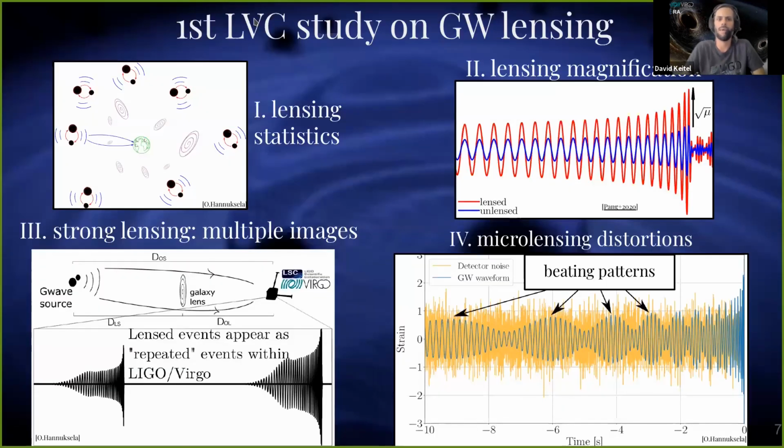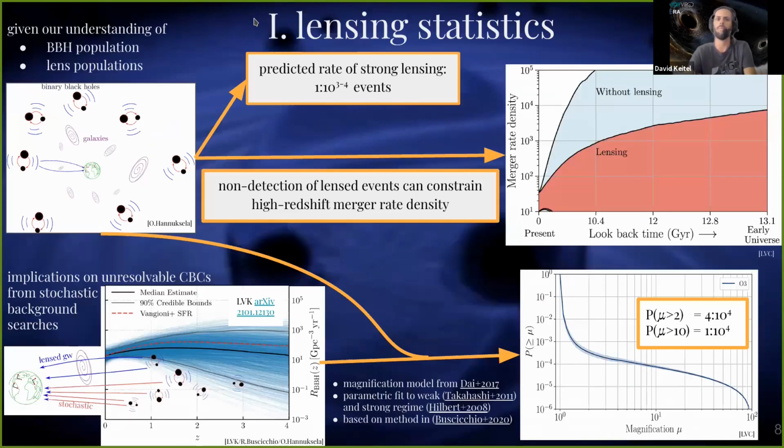We have a section on lensing statistics, estimating how often lensing of gravitational waves should happen and what we can constrain about that. Then we search for the basic effect of magnification in individual, mostly binary black hole and other merger events. Then a large part is searching in different ways for multiple images from strong lensing, which would appear as these repeated events within the detectors. And finally, the unique signatures of microlensing that produce frequency-dependent beating patterns in the signal.